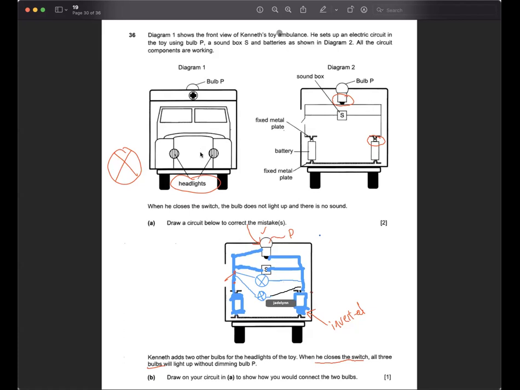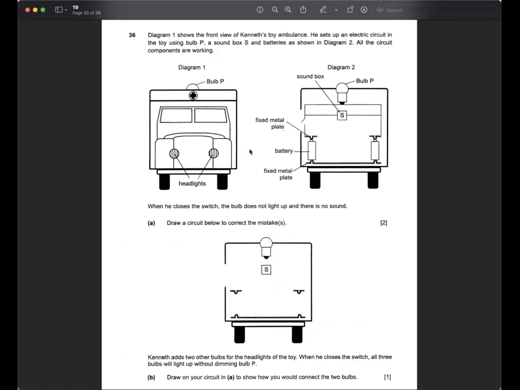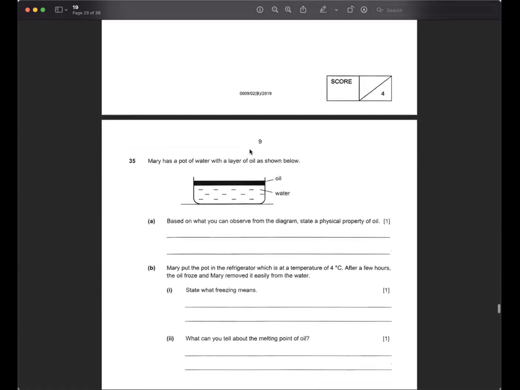Understand? Okay, so this is how you make the three bulbs equally bright. But when you do it this way, your battery will run faster. But the bulbs are not on top of each other, it should be side by side. Okay, very good. Let's do one last question before we end today's class.